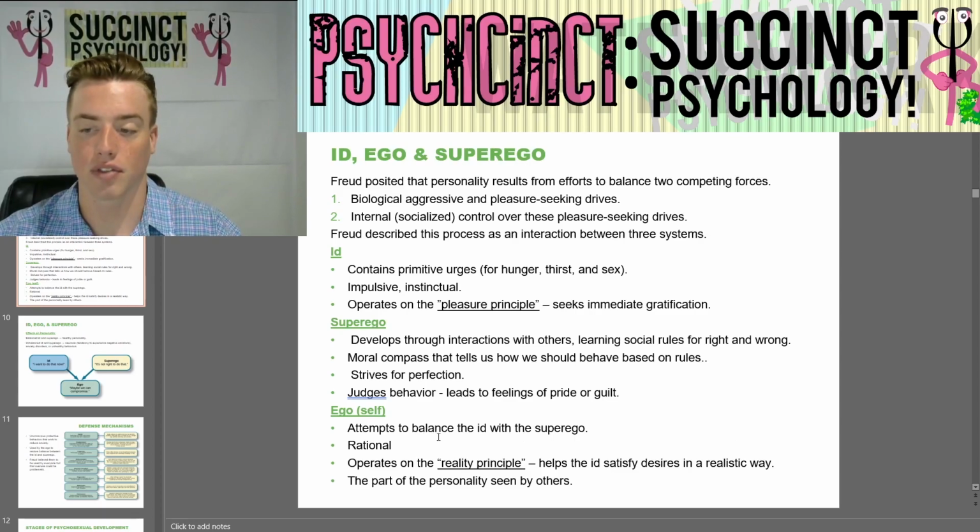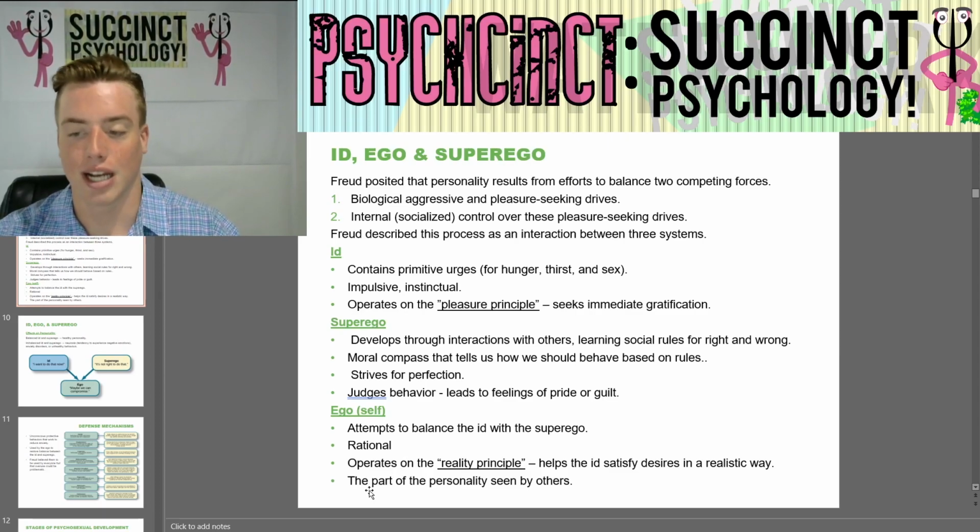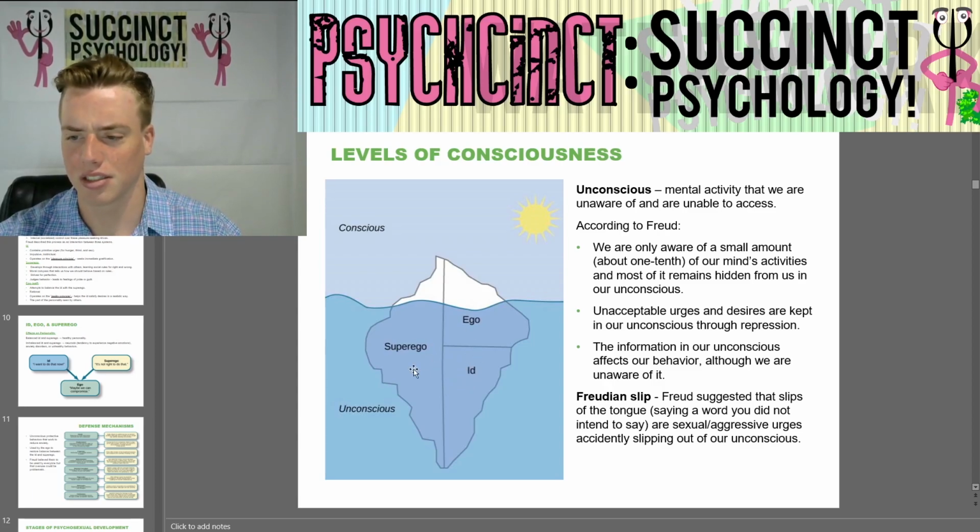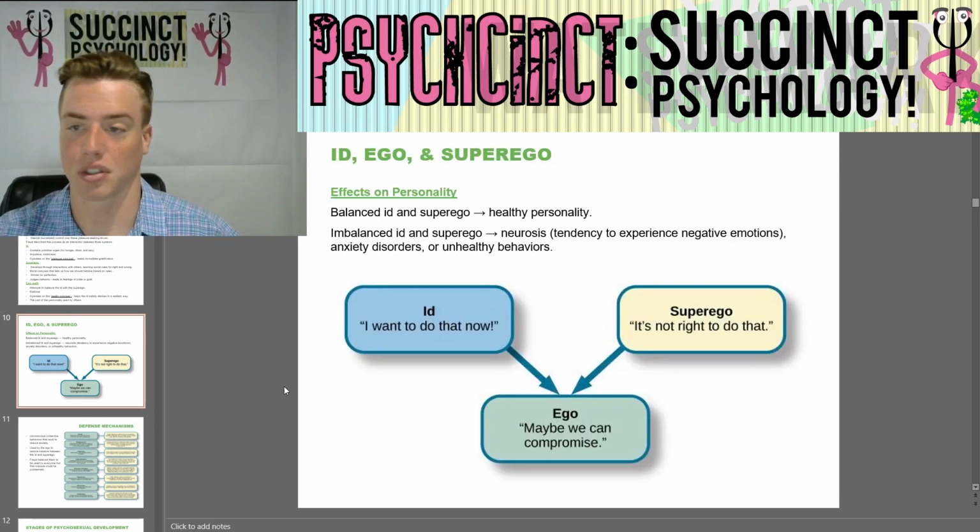Now the ego or self attempts to balance the id with the superego. It is the rational part of yourself, and it operates on the reality principle, helping the id satisfy desires in a realistic way. It's the part of the personality seen by others. So as you can see, you can't see the superego, you can't see the id. This isn't really the best chart for it, but the ego is the one that determines your personality. It's the one people see most clearly. So effects on personality: a balanced id and superego equals a healthy personality. An imbalanced id and superego equals neurosis, or tendency to experience negative emotions, anxiety disorders, or unhealthy behaviors.